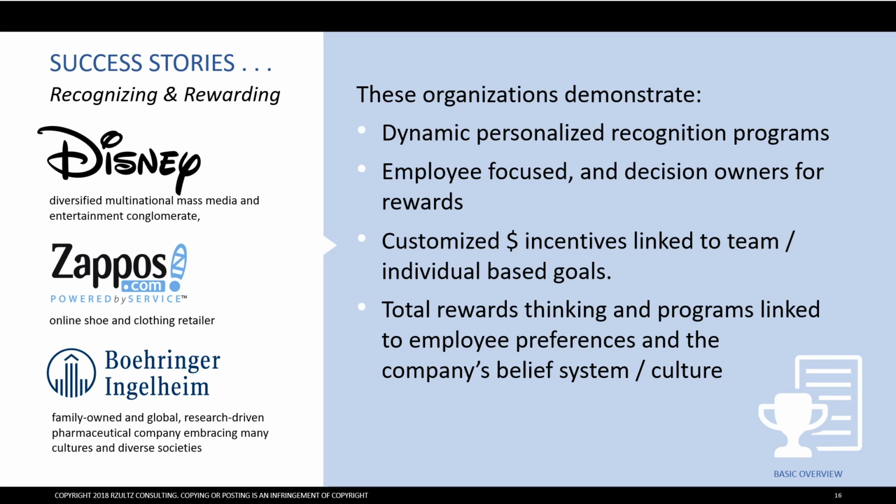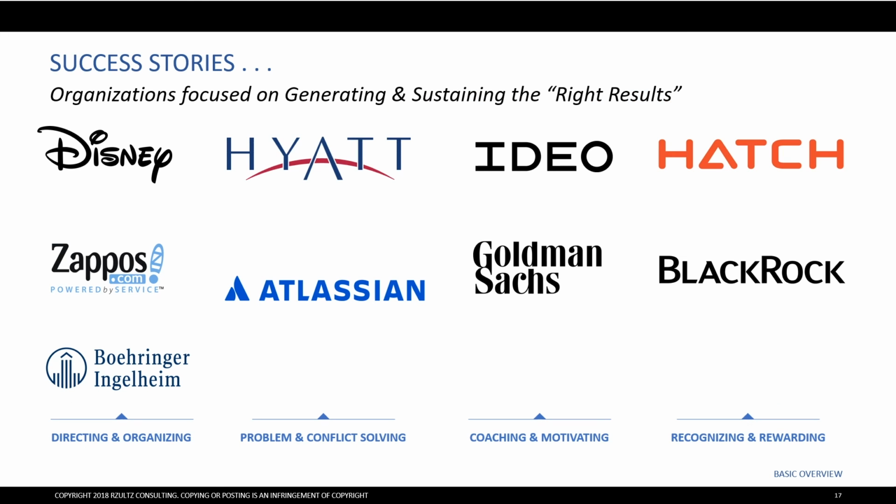So, when you think about the fourth chord of people management, recognizing and rewarding, what aligns with your corporate values and belief system? The bottom line is that each of these organizations works towards the right results through the four chords of people management. And of course, each organization is not perfect. Each has gone through trials and tribulations to become world class. So, how can you use these examples and others you might be aware of to help you focus on the four chords to achieve the right results?